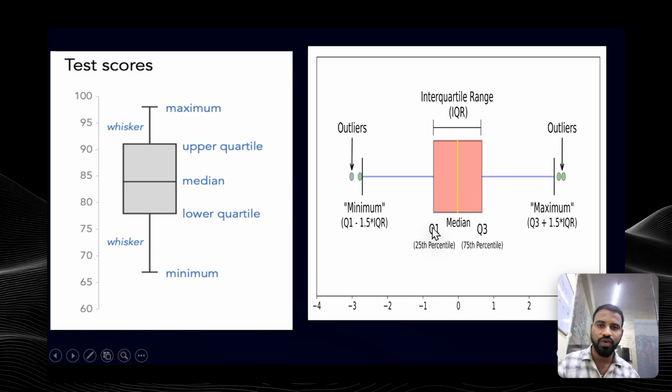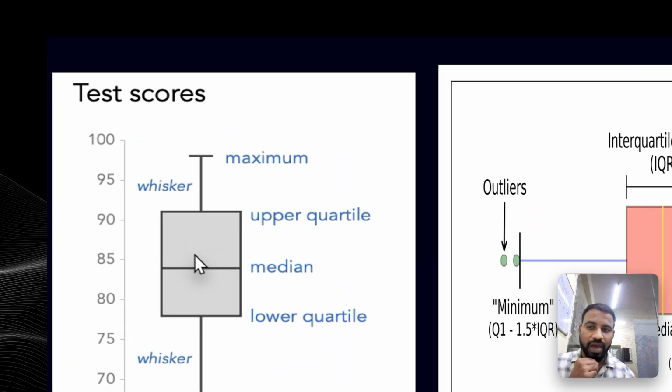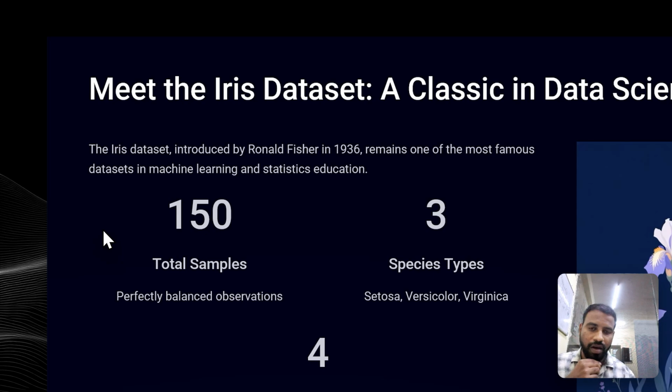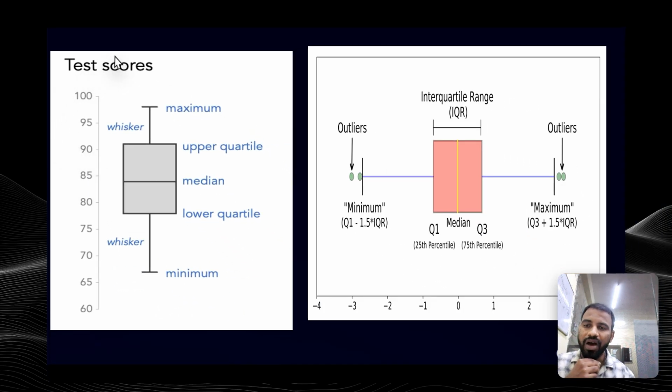So what is the first quarter? Quarter means 25 percent of the students scored below 78, something like that. And then what is the median? Median means 50 percent of the people in the classroom get below something like 82 or something like this.